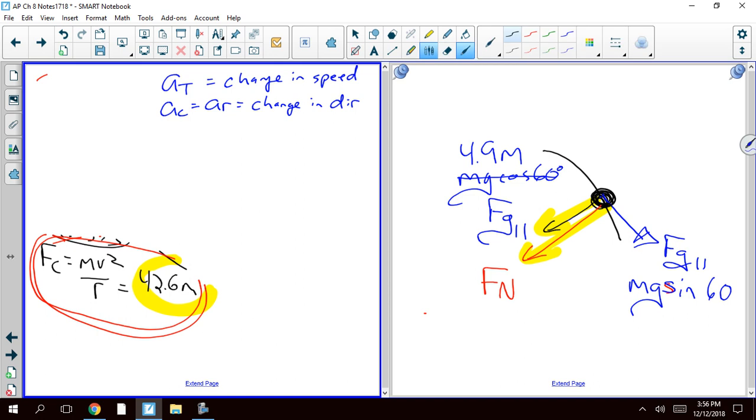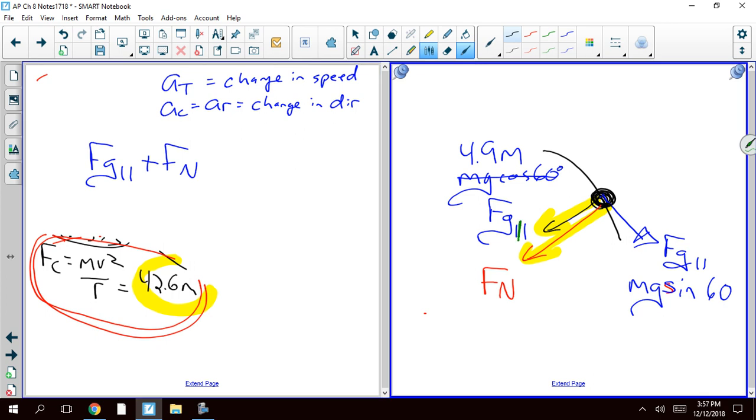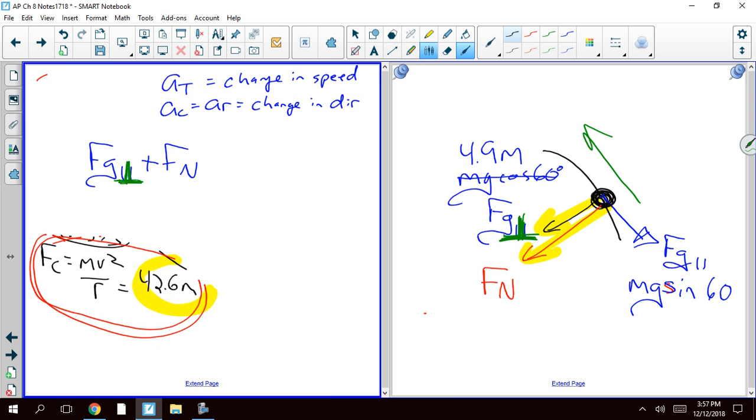All right, so what I know is my FG parallel plus my normal force. Oh, my glob. Sorry, guys. I called two things FG parallel. That's what messed me up before. This guy is perpendicular, right? Because it's perpendicular to the motion. The motion is this way, and this is perpendicular to it. Okay? So this should be perpendicular.